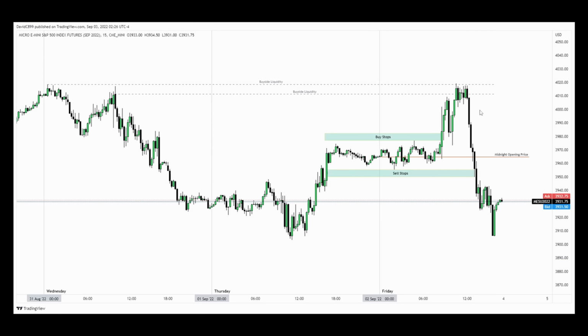What is left in the marketplace? It's really obvious, those relative equal lows with sell stops. Price is seeking that. We are in a deep premium market above midnight opening price, and it's a great shorting opportunity somewhere in here.